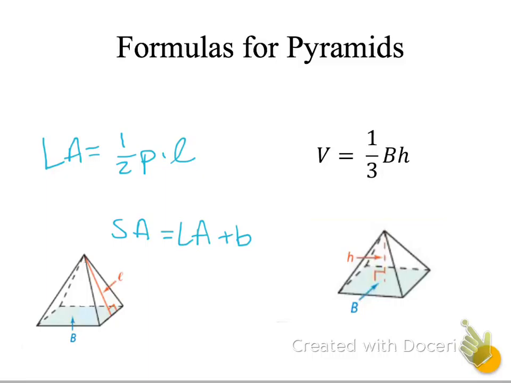Okay, formulas for pyramids. So to find the lateral area, we're going to do 1/2 times the perimeter times that lateral height. To find the surface area, you're going to take whatever that lateral area is, and add whatever the base is to it. So the area of the base. Okay, the volume, so if we filled that figure up with a bunch of water, to figure out what the volume would be, we'd take 1/3 times the base times the height.